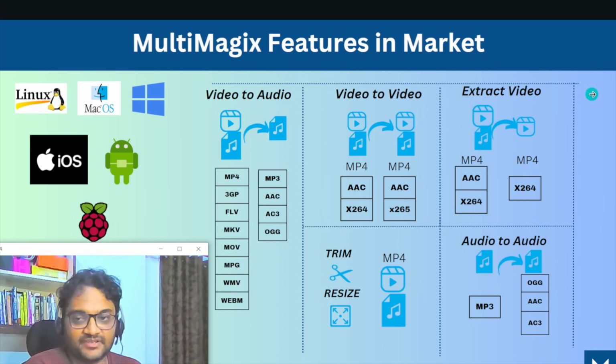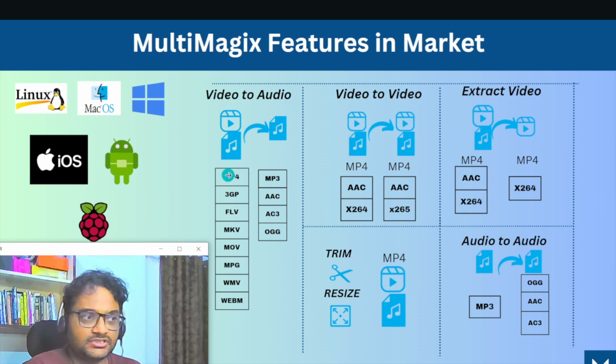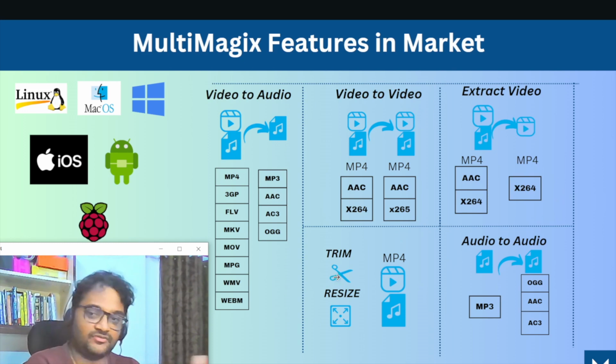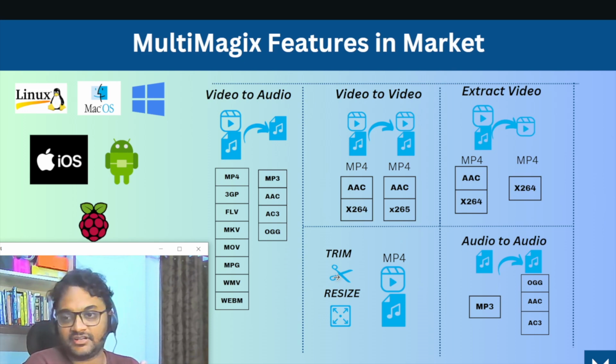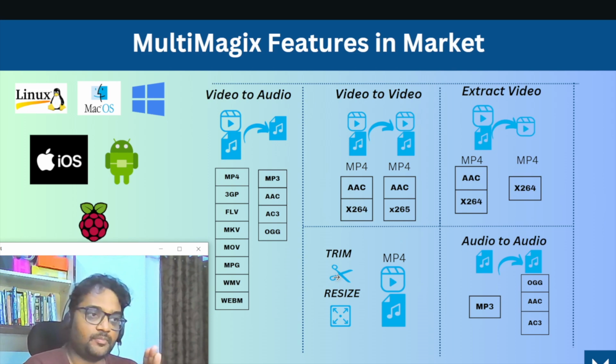Let's say for some reason you want just the video from your original file, which has both audio and video streams. You can simply use this feature and extract the video. Trim is when you want to cut down a few unwanted frames or unwanted additional data. The trim is based on timing, so you mention the start time and end time, you get that particular part, and the remaining part is trimmed.